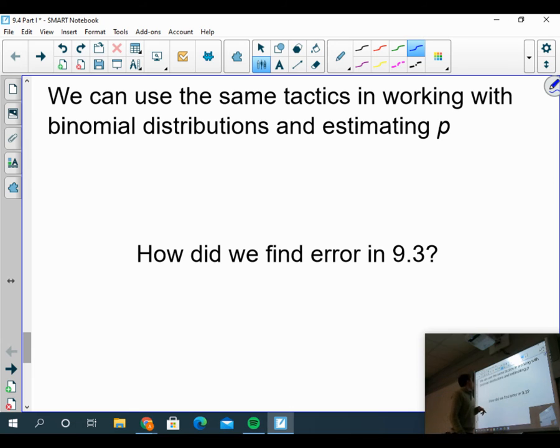So using the same tactics, we can do the same thing for 9.3. We can find the sample size we need to get a margin of error. If we set a margin of error, say I don't want to go this far above or below the sample proportion, 9.3 is all about working with the binomial distribution and estimating our population probability of success. We can apply those same tactics, and if we have a margin of error and we don't want to be more than this far above or below the sample proportion, we can control the sample size and do the same thing.